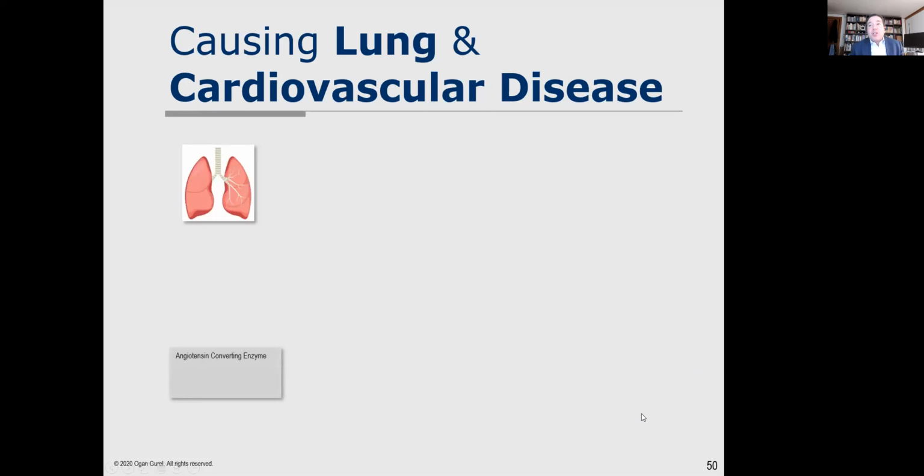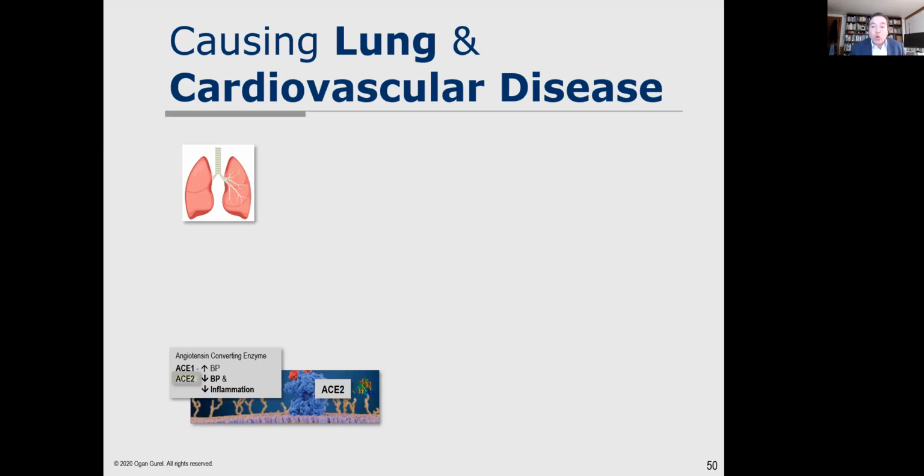So this causes lung and cardiovascular disease. This is the lungs and the angiotensin converting enzyme 2. There are two types: angiotensin converting enzyme 1, which increases blood pressure, and angiotensin converting enzyme 2, which tends to decrease blood pressure and also decrease inflammation in the lung. Remember, we talked about inflammation in the mini-MD intro. So this ACE2 is on these type 2 pneumocytes, but also other cells throughout the body.